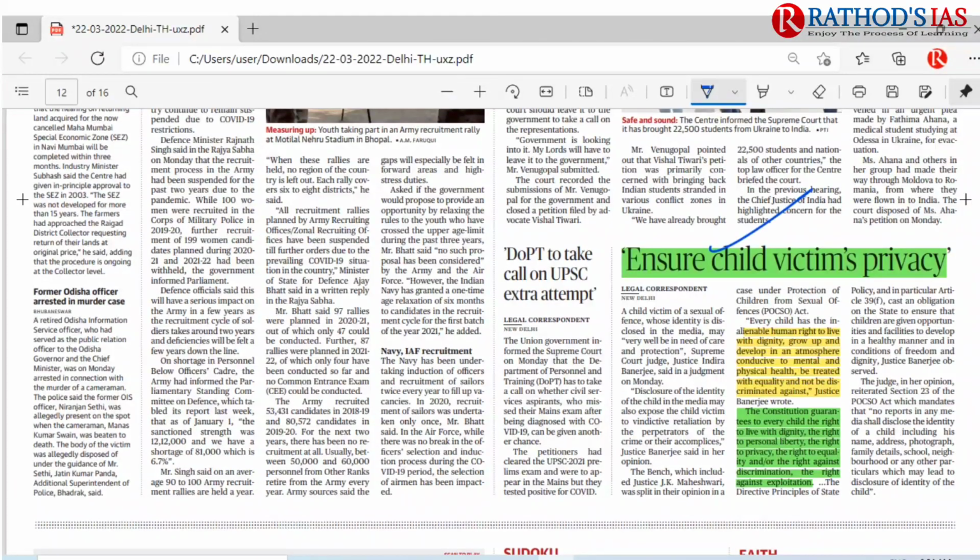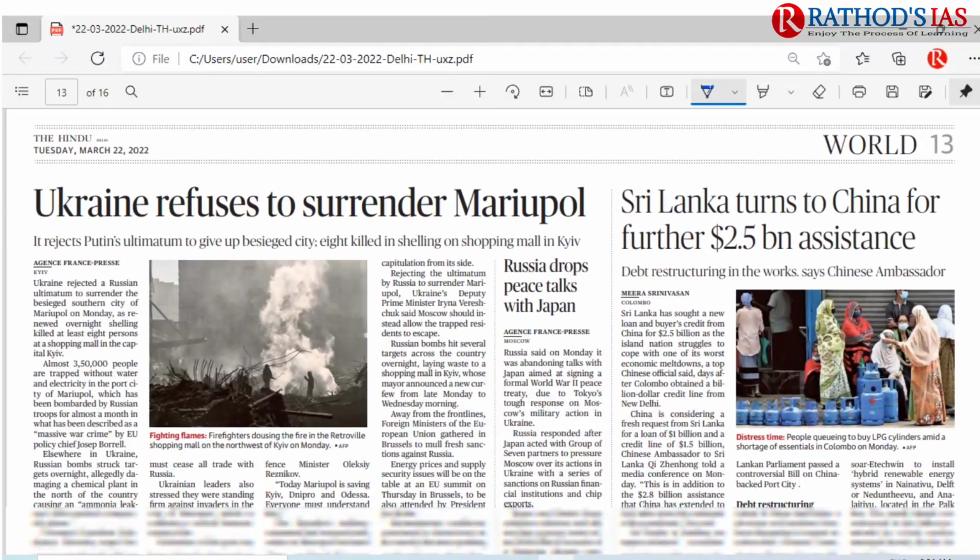And here is an article talking about ensuring a child victim's privacy. So what happened, one child who was affected by sexual assault, and that child's identity was disclosed in the media. Whenever such disclosure of information happens, that raises privacy issues, and that will expose the child victim to retaliation by the perpetrators of the crime or their accomplices as well. And next, right to privacy is a fundamental right. This was said by the Supreme Court in the Puttaswamy judgment as well. So you have to think about this topic, whether it is correct or not.